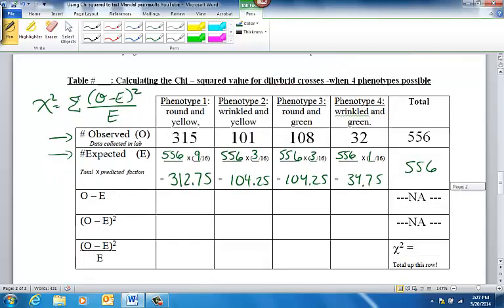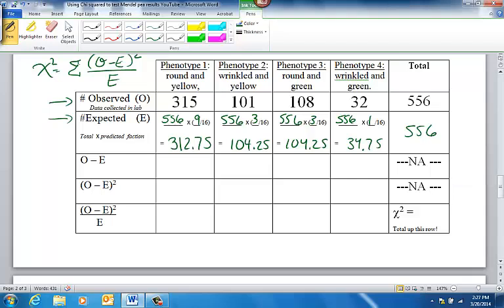So now many of you could probably just throw this in an Excel document, but I'm going to work it out for you. So observed minus expected is, I'll work it out for one column and then I'm going to jump down to the very bottom column. And that would be, here we go, observed 315 minus expected 312.75. What does that equal? That equals 2.25.